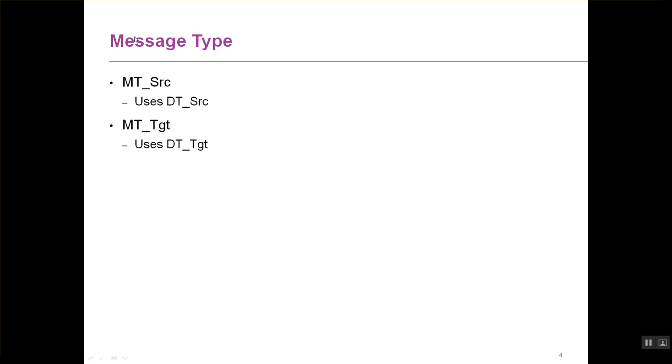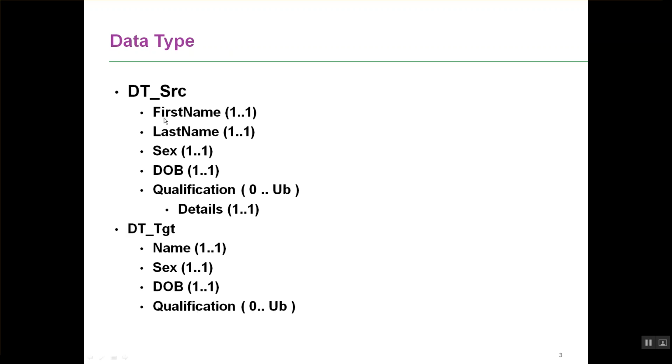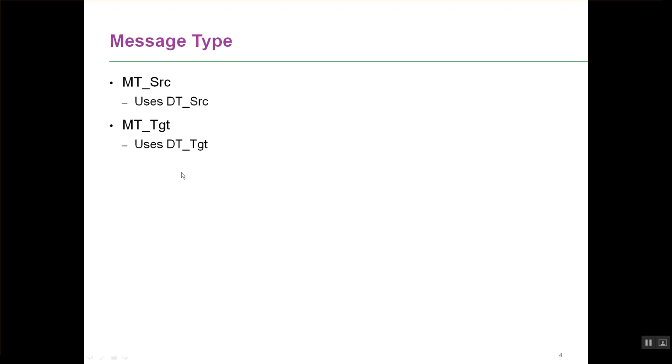Okay, message type is an encapsulation for the data type. So because we defined two data types in the previous slide, you will have to create two message types. One is going to be called MT_SRC. MT stands for message type, SRC stands for the source message type. MT stands here for message type, and TGT stands for the target message type. And because message types are encapsulation of the data types, MT_SRC will be using the DT_SRC that was defined here, and the MT_TGT would use the DT_TGT that was defined here.